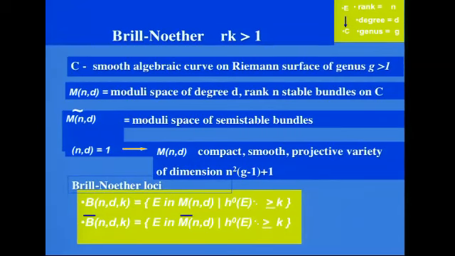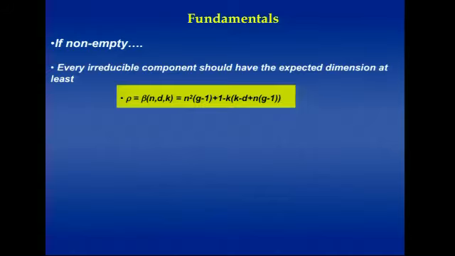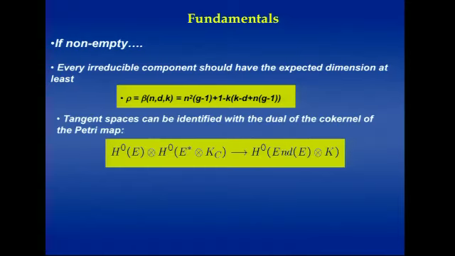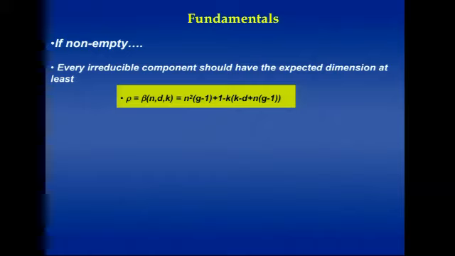The biggest question is whether these varieties B are empty, and if they are not empty, then we have an expected dimension, which we can calculate as well. Now, the old notation was using rho for this formula. The new notation is using beta. Again, I'm warning you, it may happen that I have both.